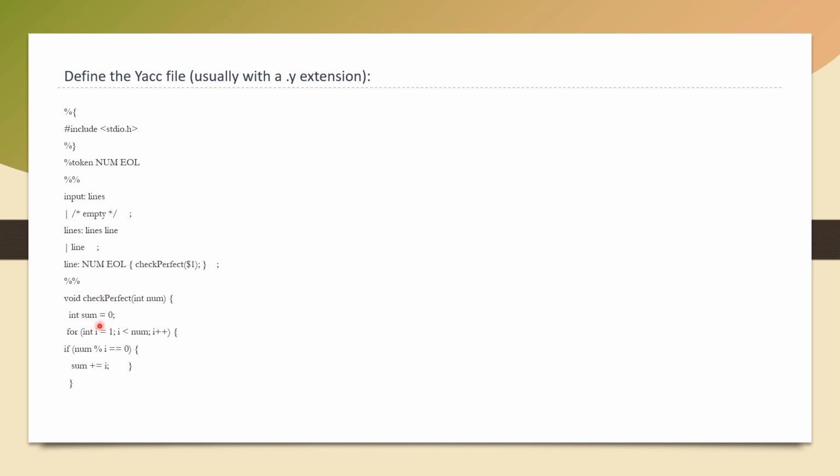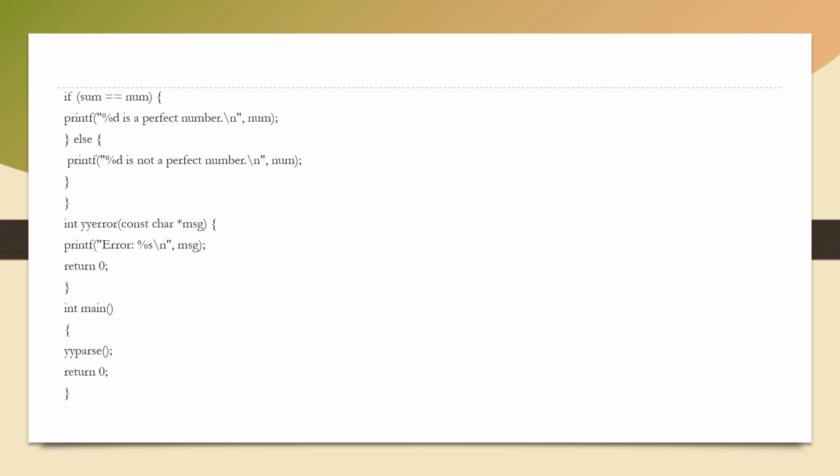Here, to check the perfect number, this is the logic where we check the perfect number. The sum is 0 and the value of i goes from 1 to the number which we have given. If the number modulus i is equal to 0, then it executes the if statement, that is, sum plus i is equal to sum.